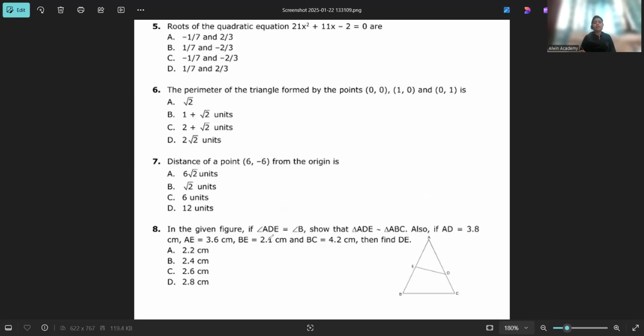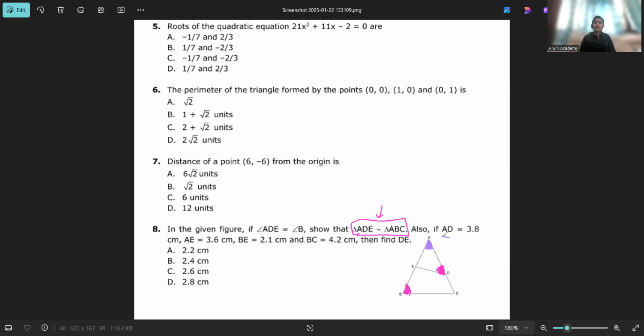In the given figure, if angle ADE and angle B are equal, we have to show that triangle ADE is similar to triangle ABC. This is an MCQ, we cannot really show it, but this must be a misprint. But still, if we have to prove triangle ADE is similar to triangle ABC, we can just use AA similarity, because one angle equal is given to us and the other angle which we can use is this angle, which is common in both the triangles, hence the triangles would be similar.